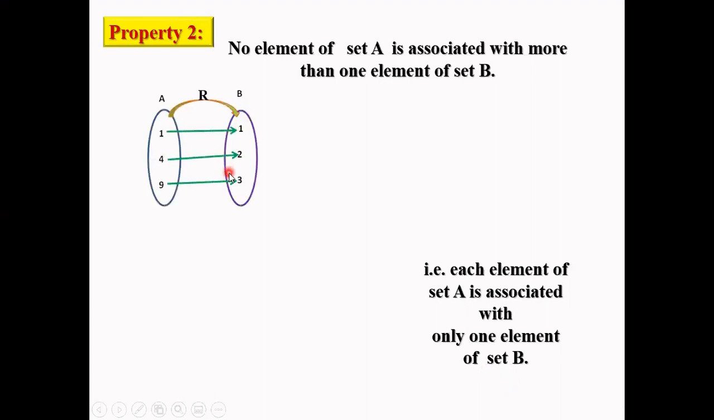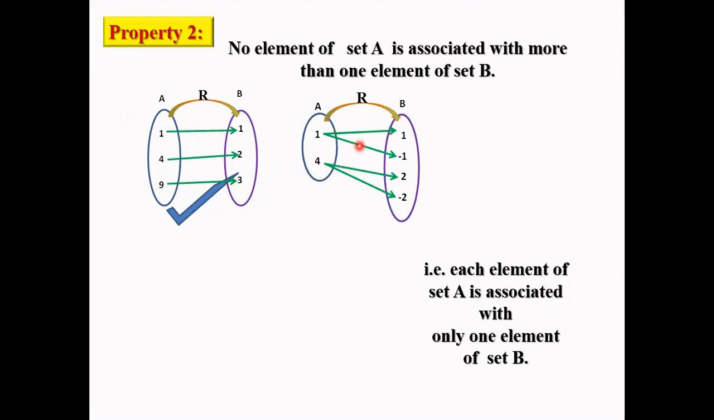First example, represented in arrow diagram here. Each element of set A is associated with only one element of set B. So property 2 is satisfied. Another example of the relation R.